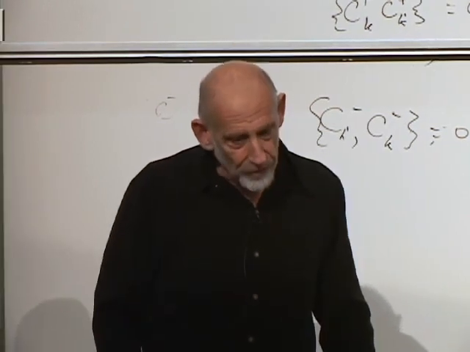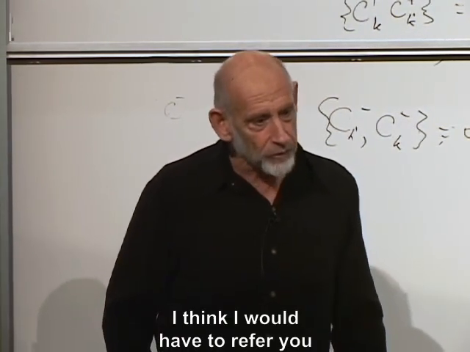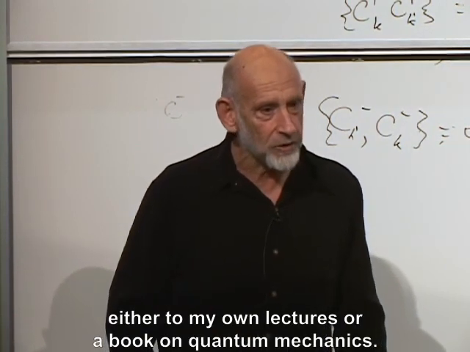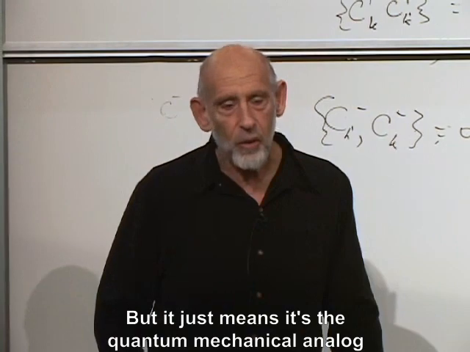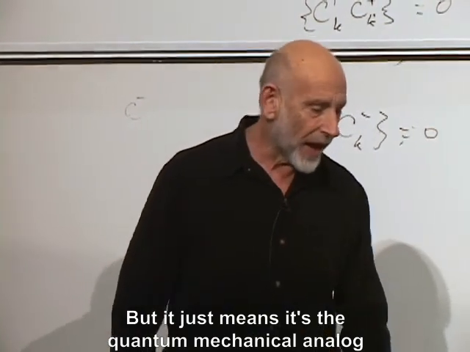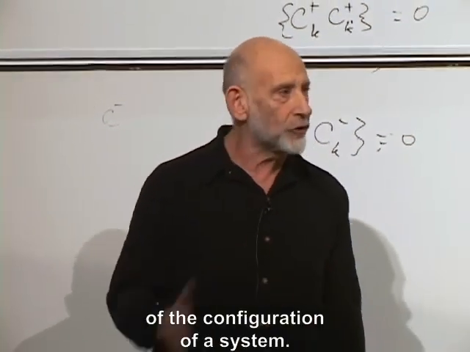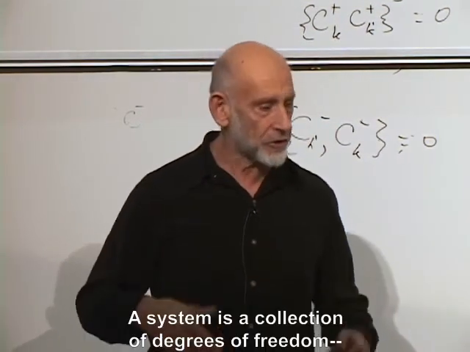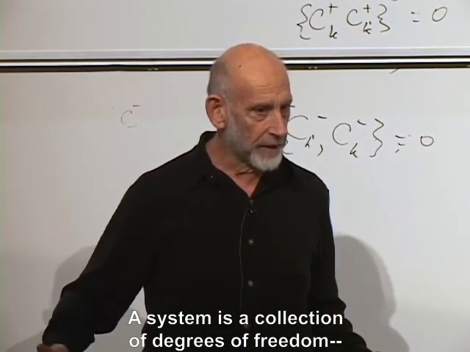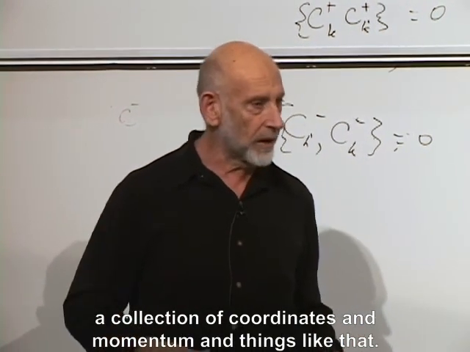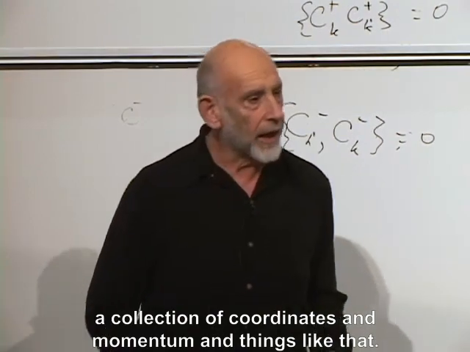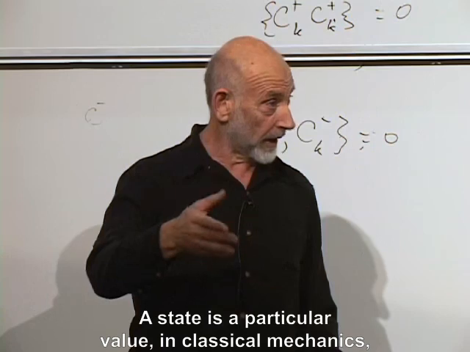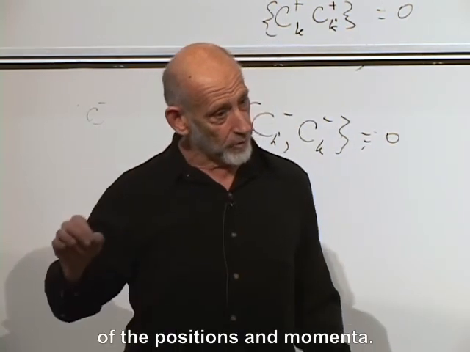I think I would have to refer you either to my own lectures or a book on quantum mechanics. But it just means it's the quantum mechanical analog of the configuration of a system. The configuration of a system is a collection of degrees of freedom. It's a collection of coordinates and momenta and things like that. A state is a particular value in classical mechanics of the positions and momenta.